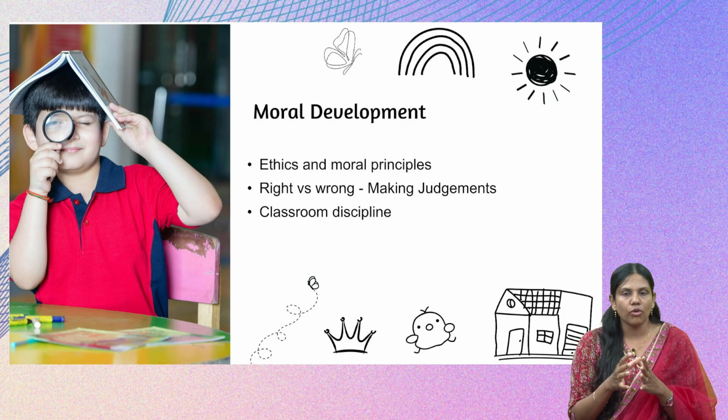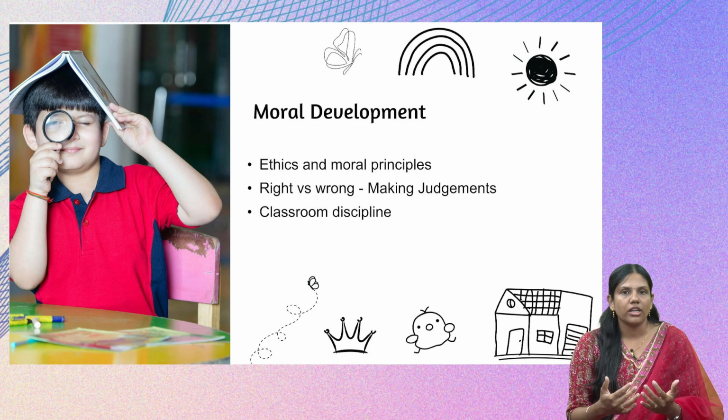So this moral development talks more about the ethics, moral principles, what is right, what is wrong, how to make judgments, what is classroom discipline, what are the classroom rules, regulations. All this comes under the moral development of the child.